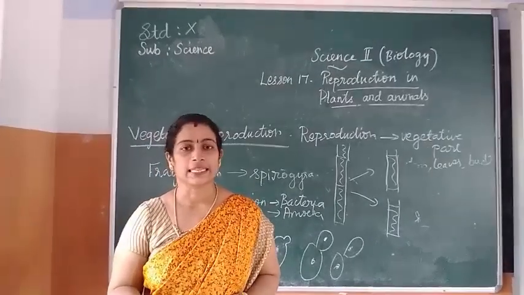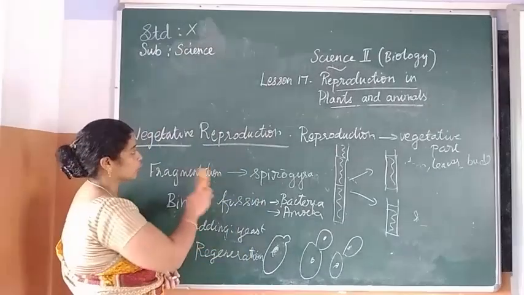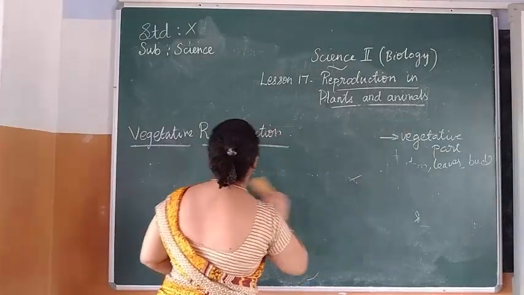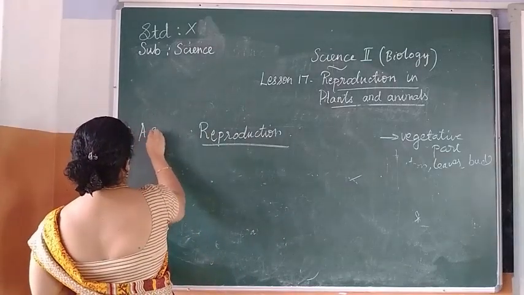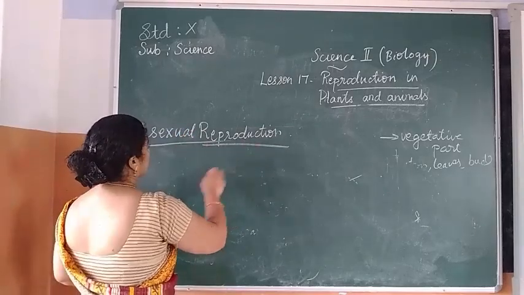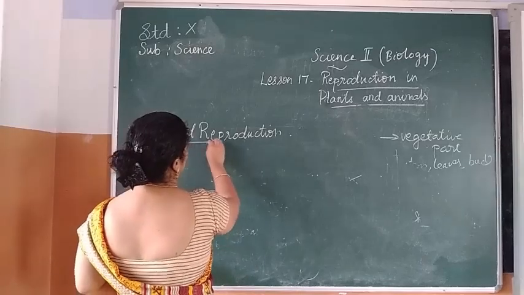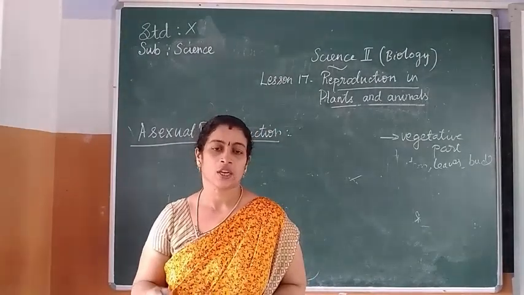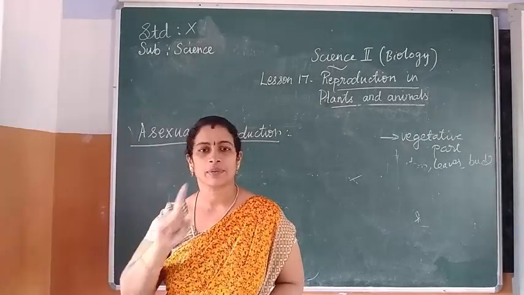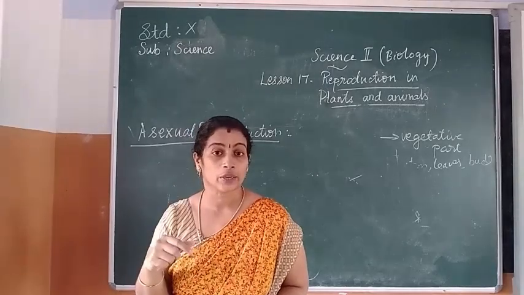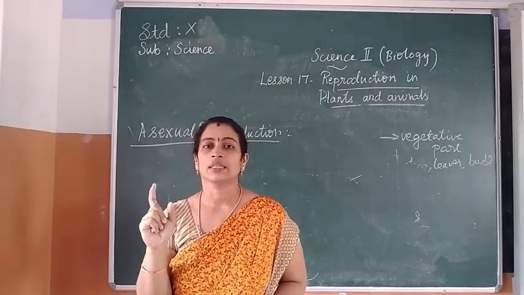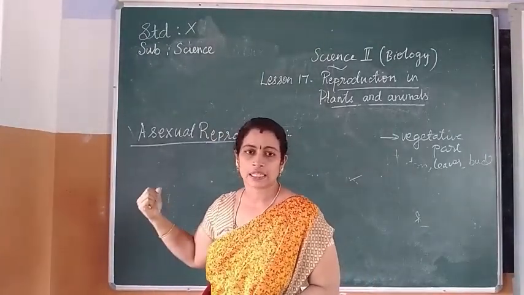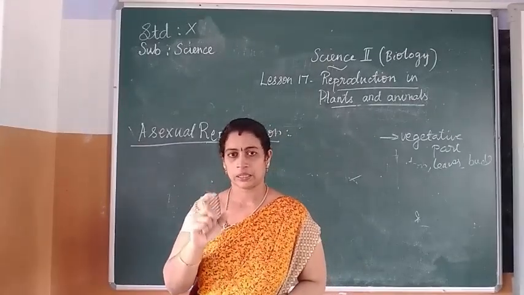So vegetative reproduction we have completed. Next one, asexual reproduction. Here there is no gamete formation. It does not involve the formation of gametes. Asexual reproduction takes place by means of a single parent. So all the individuals produced by this asexual reproduction will be similar. There is no difference between the individuals formed by this method. All the organisms formed by this method are similar in character.